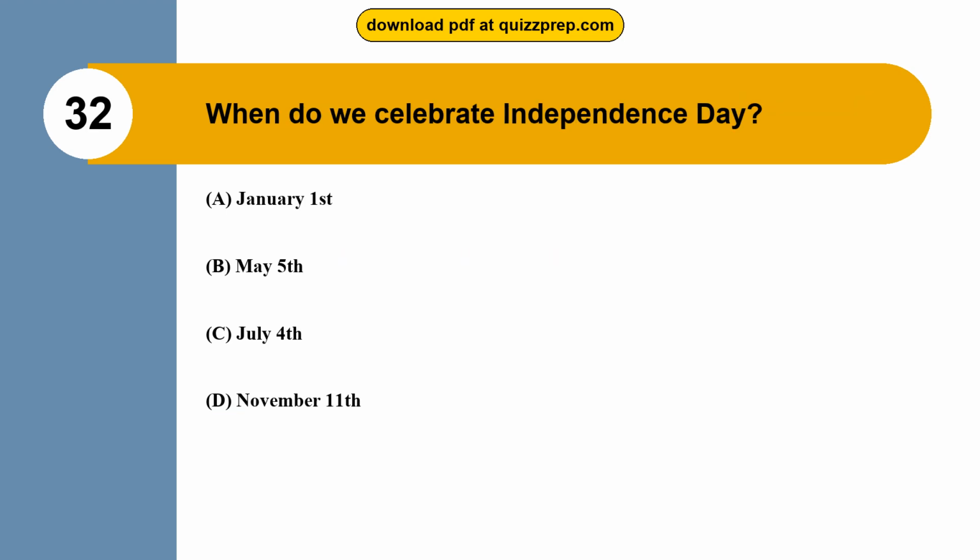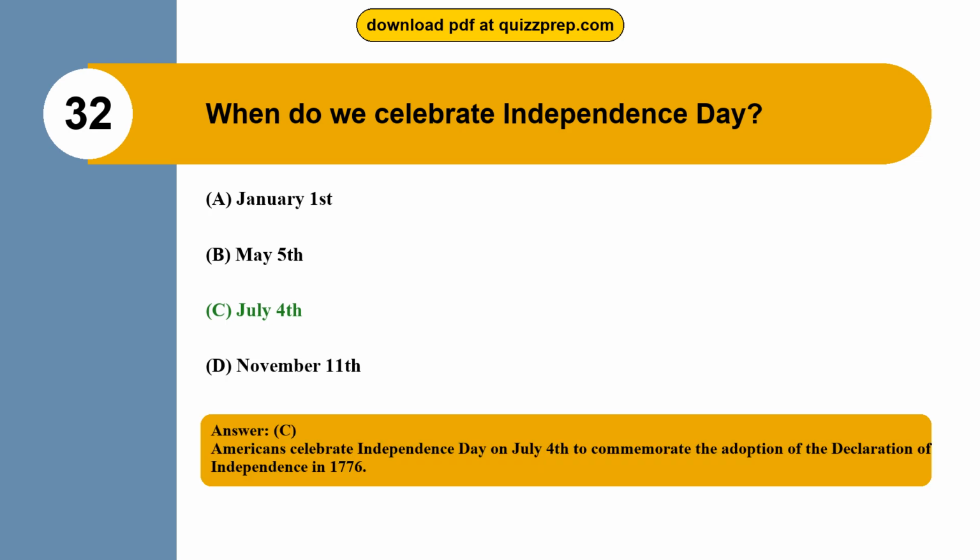Question 32. When do we celebrate Independence Day? Option A, January 1st. Option B, May 5th. Option C, July 4th. Option D, November 11th. The correct answer is option C, July 4th. Americans celebrate Independence Day on July 4th to commemorate the adoption of the Declaration of Independence in 1776.